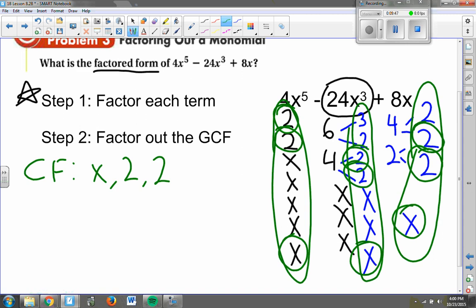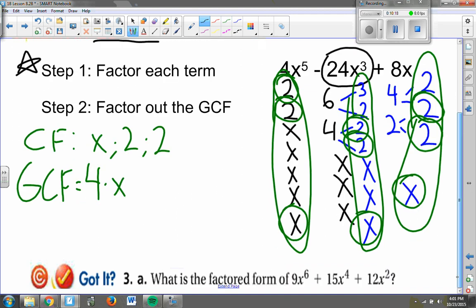An x and 2 2's. If I multiply those together, 2 times 2 is 4, and I have that x, 4 times x, that is my greatest common factor. Right? Greatest common factor is 4x. Now, step 2 is to factor out the greatest common factor. Right? So I'm going to rewrite a whole bunch of this. 4x to the 5th minus 24x to the 3rd plus 8x.